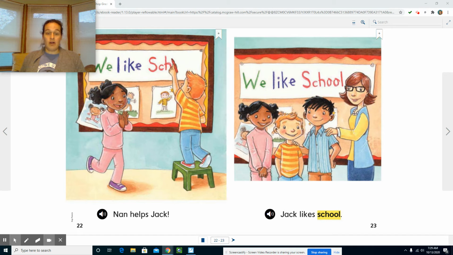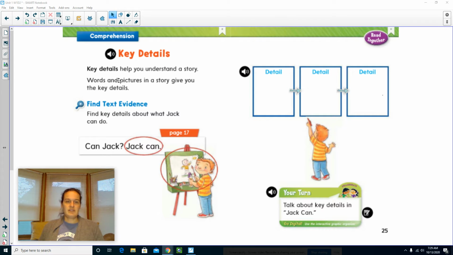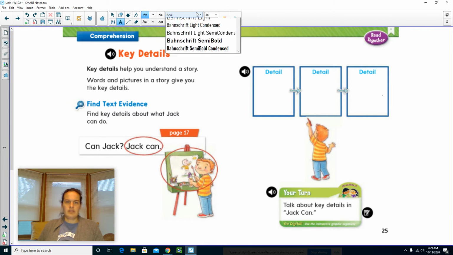We are going to talk now about key details. So here it says key details help you understand a story, which is what we were looking for as we were reading today. It says words and pictures in a story give you the key details. So we're going to find key details of what Jack can do. So here, let's take a look. We can see that can Jack? Jack can. What is Jack able to do? I want you to think about that a little bit.